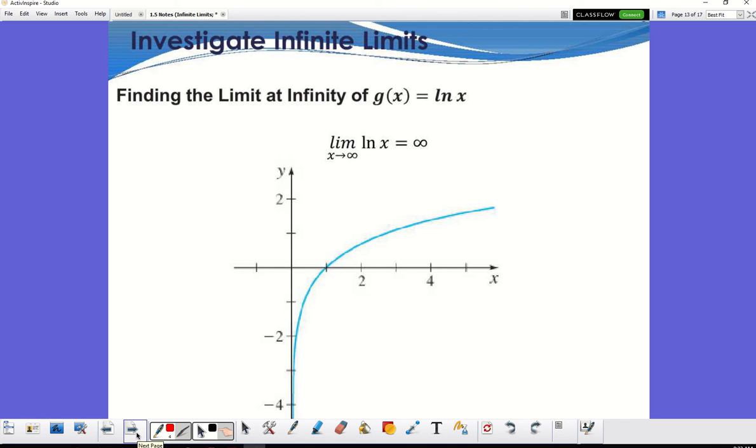ln does not exist in the negatives, so we only could have it from the positive side here. So as it approaches, let's say we did this the other day, as it approaches 0 from the right hand side, I would say that goes to negative infinity. And then this, it just creeps up slowly, but as it goes to infinity, it also goes up to infinity. Even though it looks like it's leveling out, it still keeps going up minuscule amounts every time.